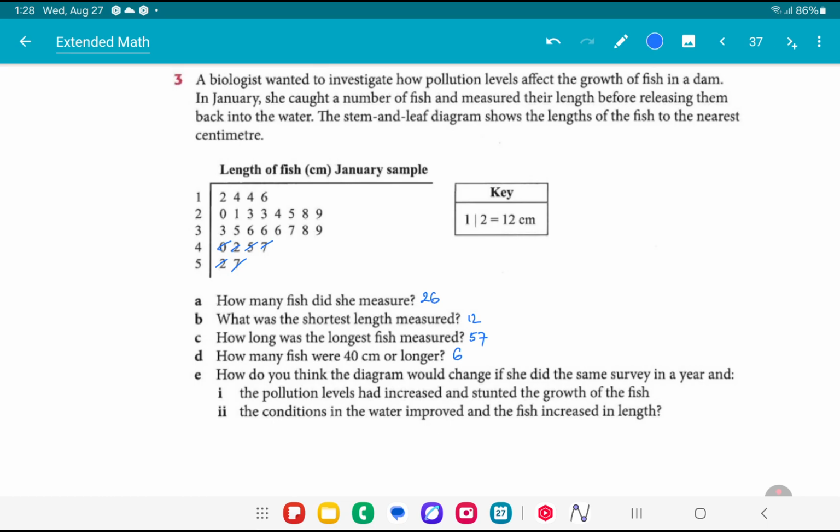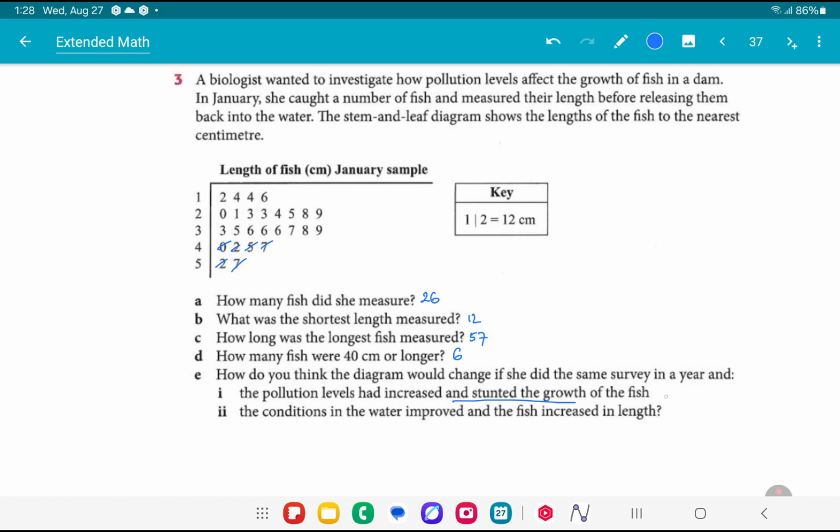And for question E, how do you think the diagram would change if she did the same survey in a year and the pollution level had increased and stunted the growth of the fish? So if the growth is stunted, we will conclude that there is not much change in the length.